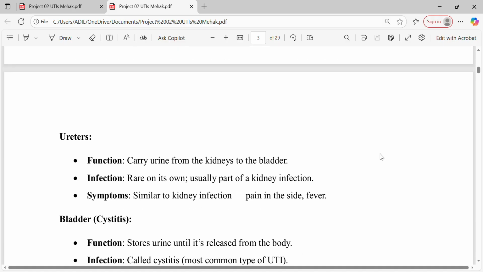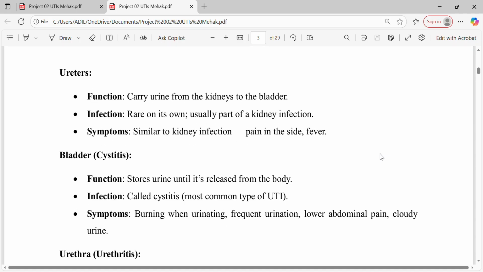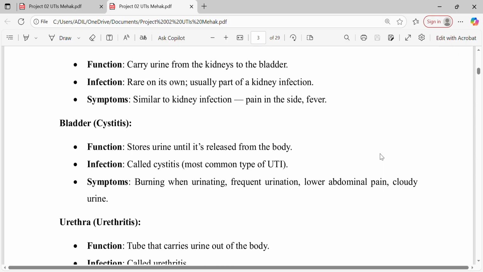Ureters. Function: carry urine from the kidneys to the bladder. Infection is rare on its own, usually part of a kidney infection. Symptoms are similar to kidney infection: pain in the side, fever. Bladder. Function: stores urine until it is released from the body. Infection is called cystitis, the most common type of UTI. The symptoms are burning when urinating, frequent urination, lower abdominal pain, cloudy urine, etc.